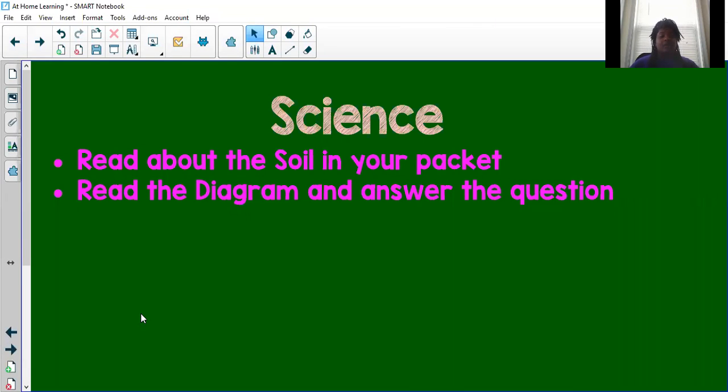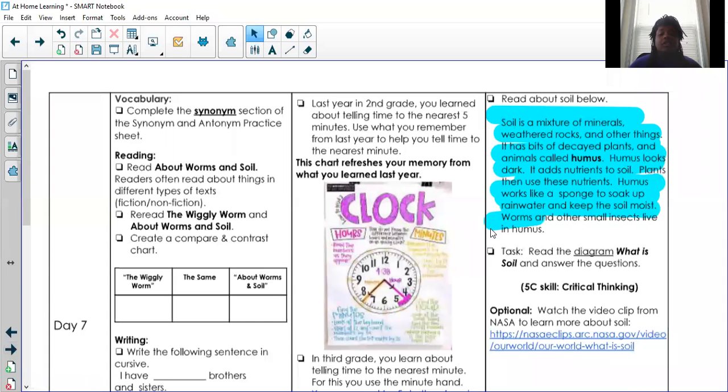So today for science, you're gonna read about the soil in your packet, read the diagram, and answer the questions. For the soil part, you didn't have a separate sheet of paper in your packet. It's actually just in the instructions section in this blue highlighted section. So that's why I really wanted to show you guys this, so that you will not get lost, because it is sometimes confusing. So soil is a mixture of minerals, weathered rocks, and other things.